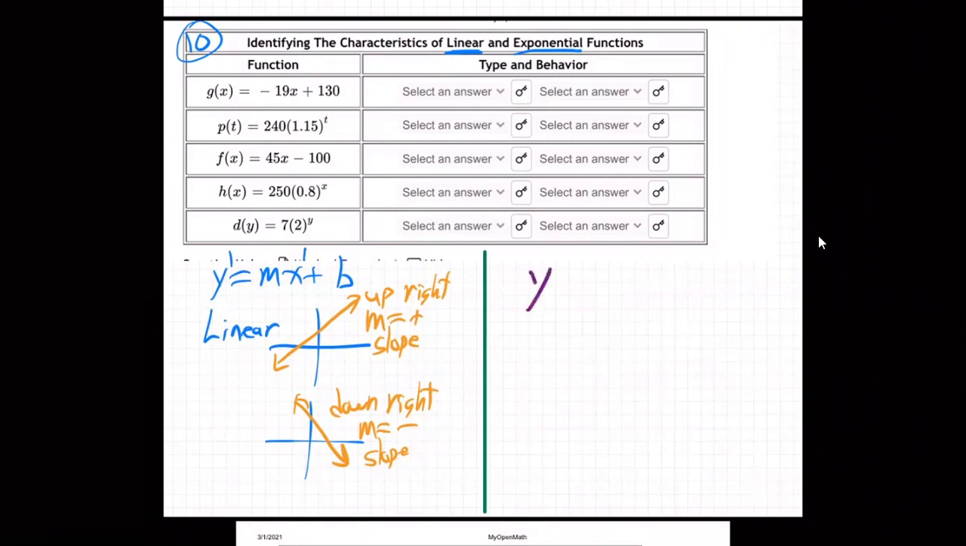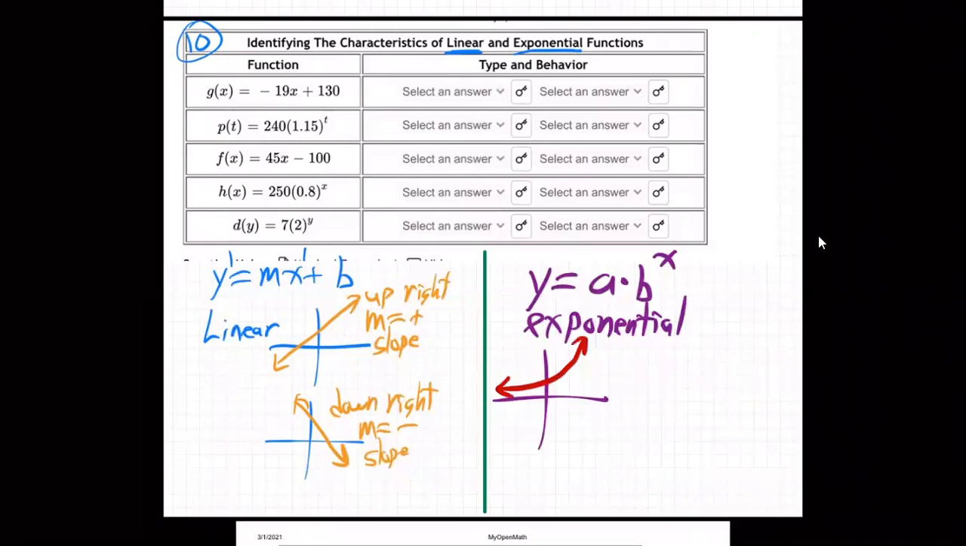And the other version is y equals a times b to the x. Yes, that's exponential. How does that work? Well, that's going to be exponential, as I said. And there's two kinds of looks to that graph. If the graph goes up to the right, if your base is greater than 1.